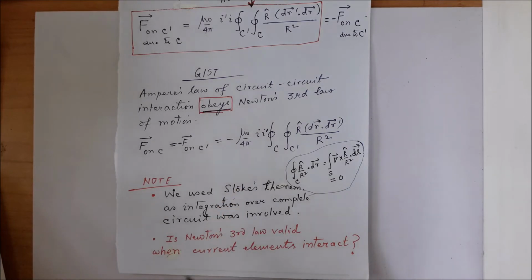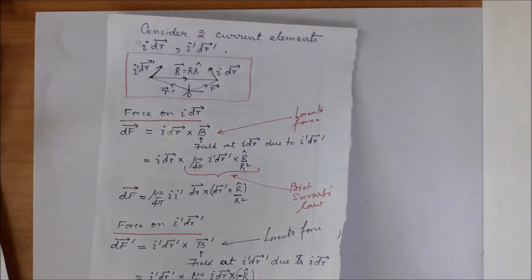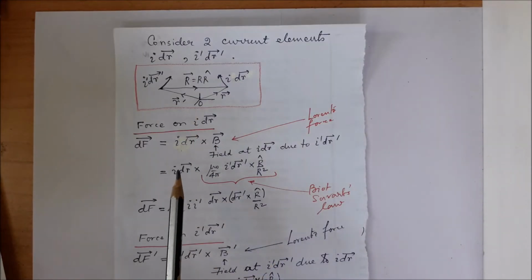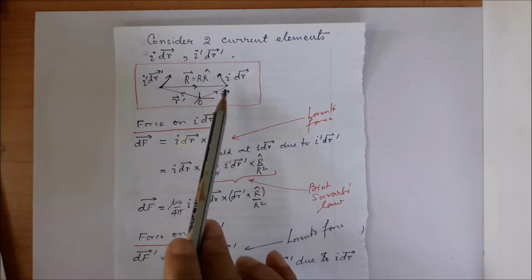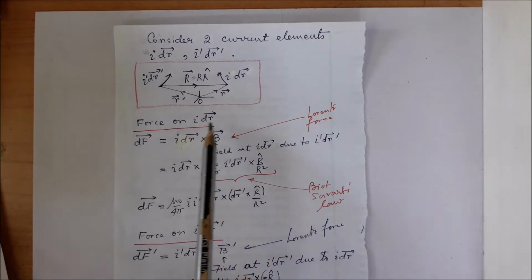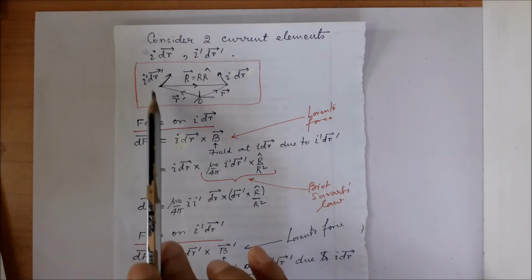So comes the question, is Newton's third law of motion valid when current elements interact? We'll address this issue right now. Consider two current elements. Now, I dr and I prime dr prime are isolated current elements and they are not part of a circuit.